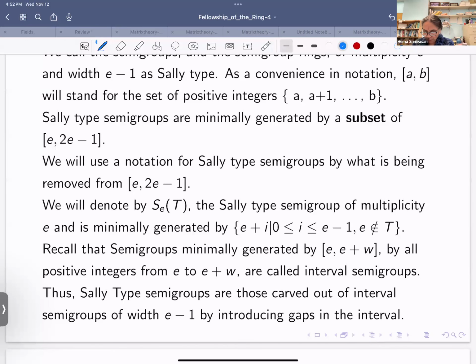Now, a semigroup minimally generated by E to E plus W, for all positive integers from E to T, are called the interval semigroups. Sally type semigroups are those carved out of the interval semigroups with embedding dimension E minus 1 by introducing some gaps between E and E minus 1.